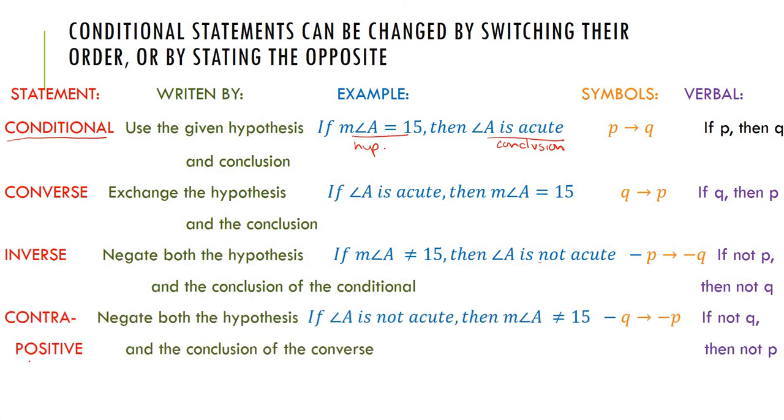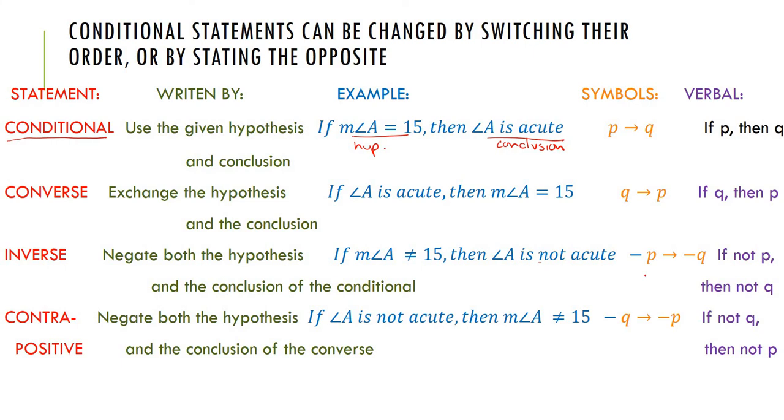And the last is the contrapositive. Again, going back to the original, keep it in the same, we're going back to the converse. Negate both the hypothesis and the conclusion of the converse. So the contrapositive, we're switching the order and negating, or making it negative. If angle A is not acute, then the measure of angle A is not 15 degrees. Not Q, then not P.